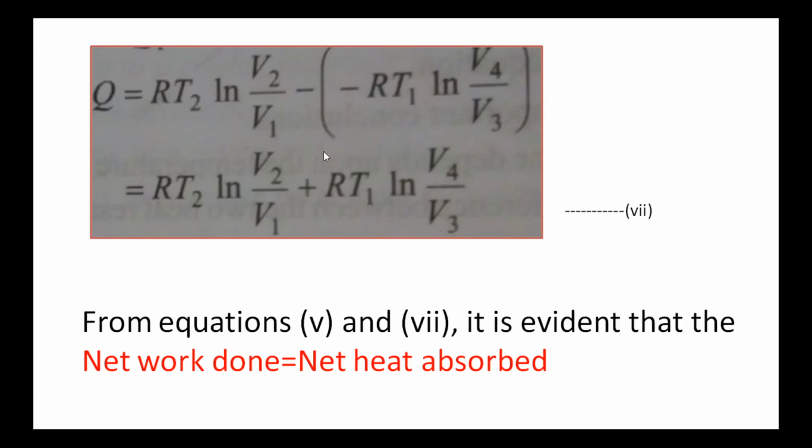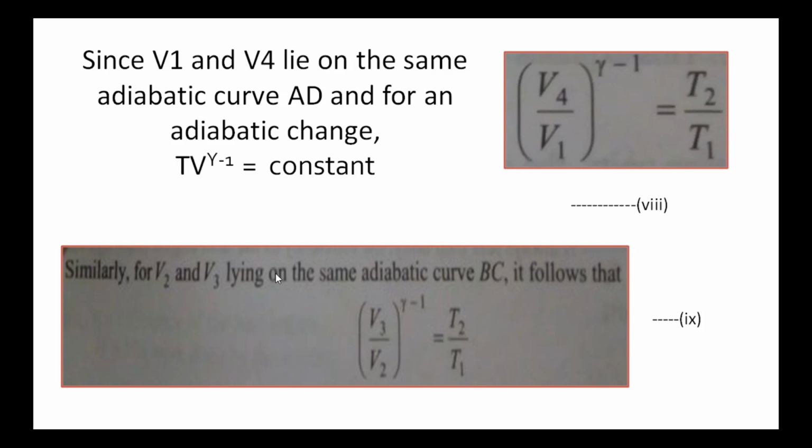Minus into minus gives plus. So Q is equal to RT2 ln V2/V1 plus RT1 ln V4/V3. This is taken as equation 7. From equations 5 and 7, it is evident that W is equal to Q, that is, net work done is equal to net heat absorbed for Carnot's engine.